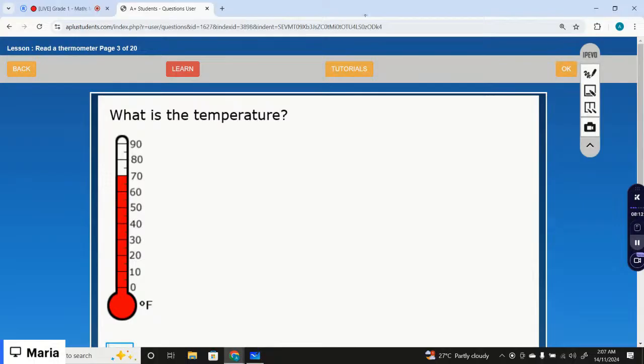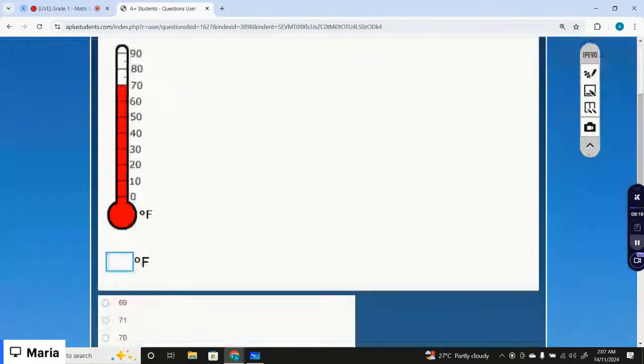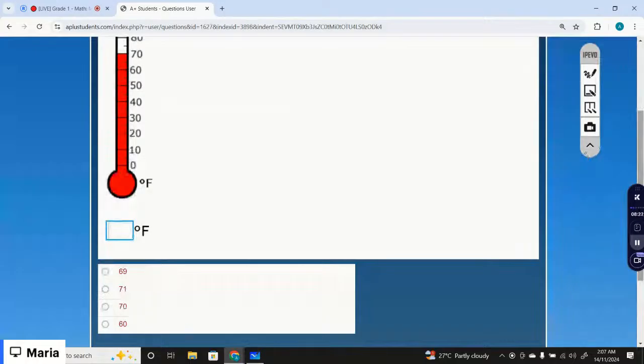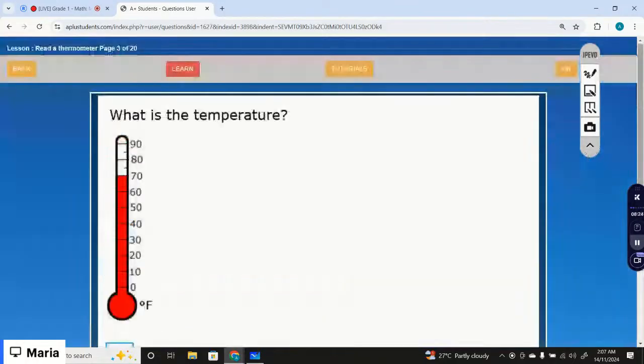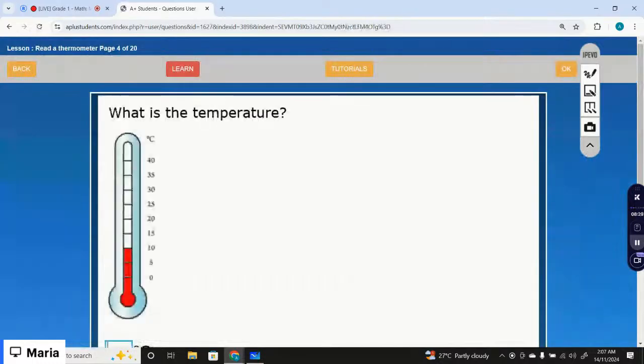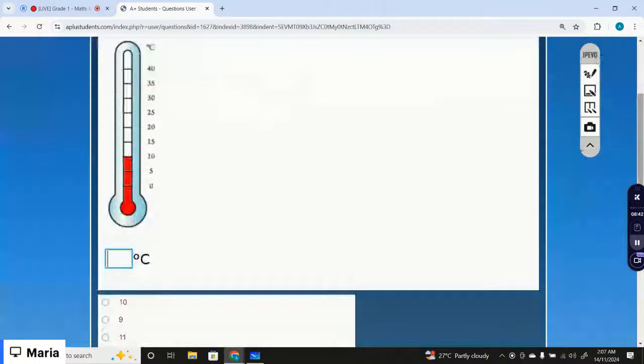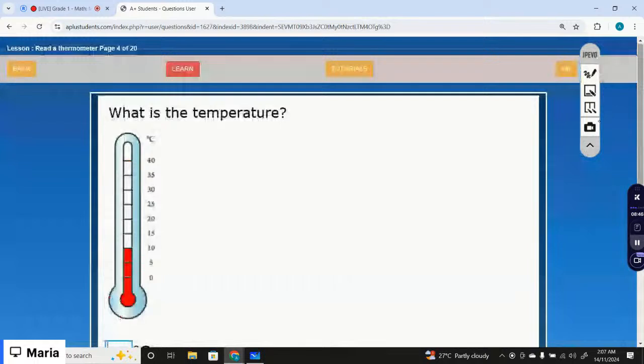What is the temperature? So just match this line, that is 70 degree F. The correct option is 70 degree Fahrenheit. What is the temperature? Which is the correct option? That is 10 degrees Celsius. Option number 1 is the correct option.